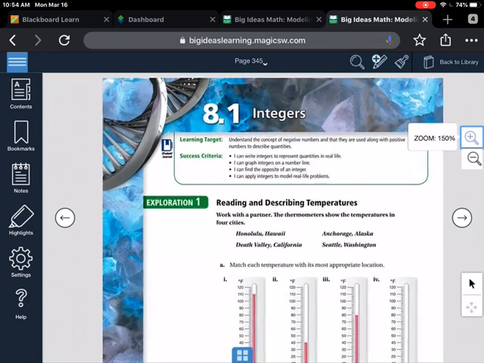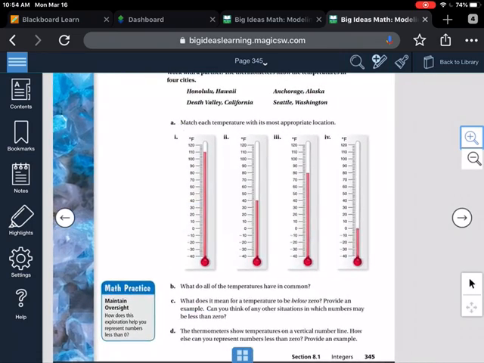So as you can see, these thermometers, we're just going to look at them really quickly. At the bottom of the thermometer, below 0, you get negative numbers. So these are just like on a number line, only instead of up being positive, to the right is positive. And instead of below 0 being negative, to the left of 0 is negative. So this is just a way of thinking about it.